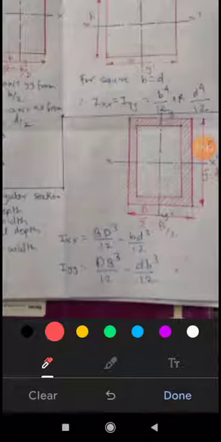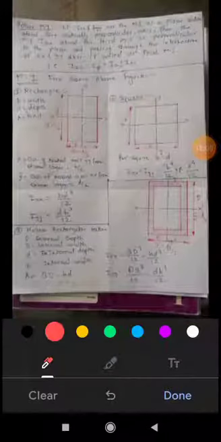So from that, moment of inertia about x axis is equal to capital B, capital D cube by 12 minus small b, small d cube by 12. And about y axis it is equal to capital D, capital B cube by 12 minus small d, small b cube by 12. These are the standard formulas for moment of inertia.